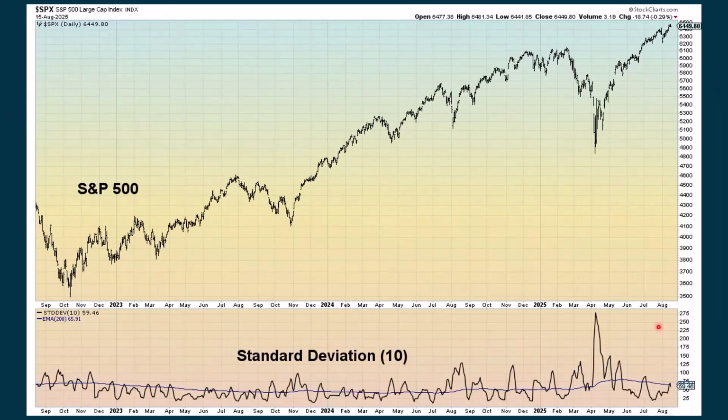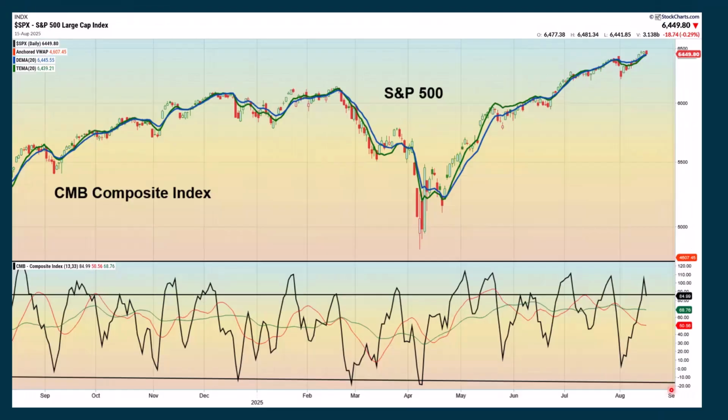Standard deviation, I did use this one day because we were really starting to move to the upside and we actually broke above the moving average. Now we've dropped down below it. This is just measuring speed, whether we're going up or down. It's not direction. It's over the last 10 periods, how fast are we moving? And now we've started to slow down a little bit to drop below the moving average.